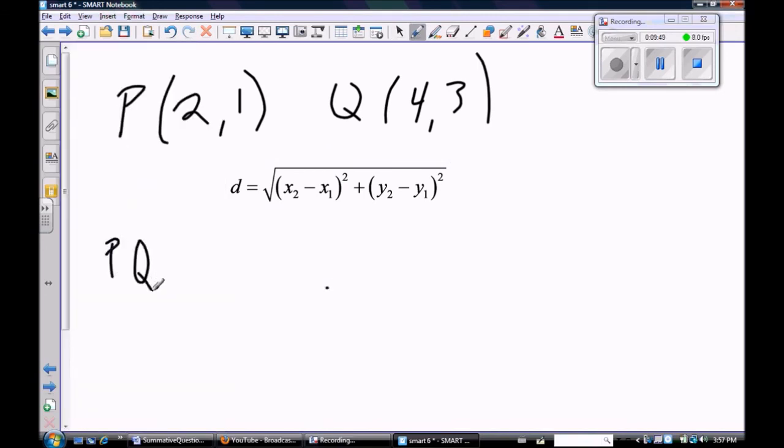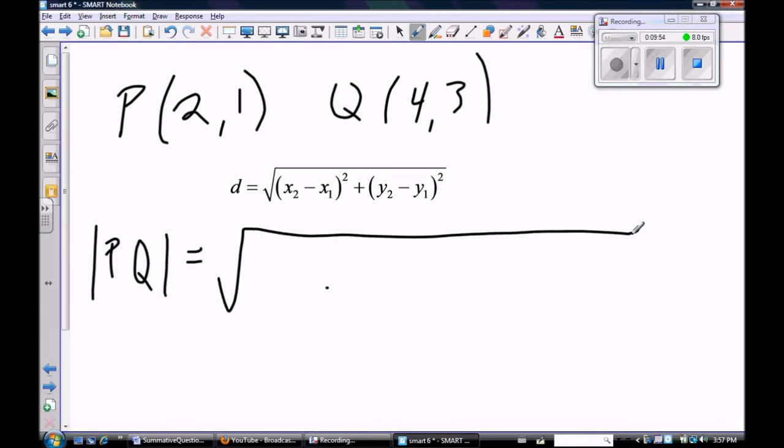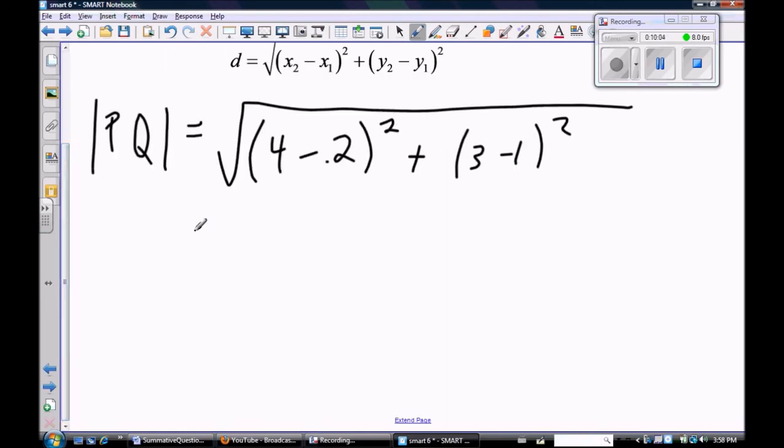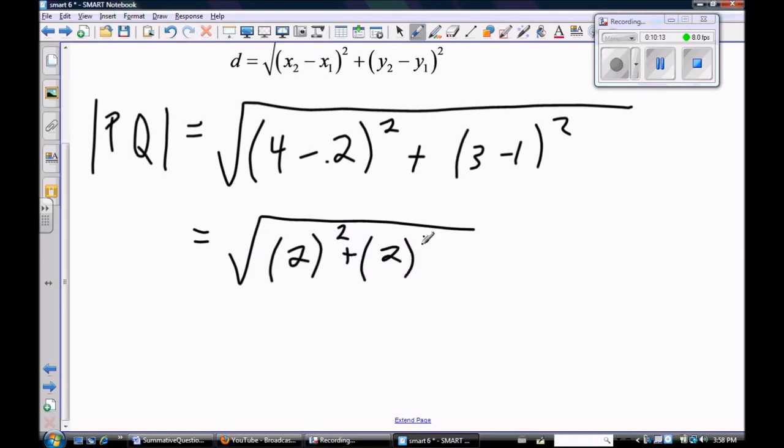So the distance PQ is the square root of, I don't even have fractions. Nice question. So (x2 minus x1) squared plus (y2 minus y1) squared. 4 minus 2 is 2. 3 minus 1, oops, is 2. That's a little 2. So 4 plus 4. So I have the square root of 8.